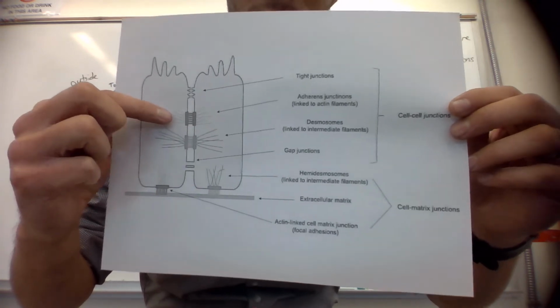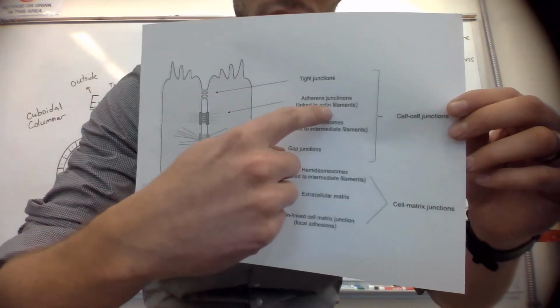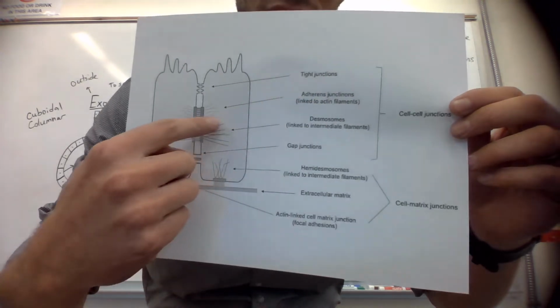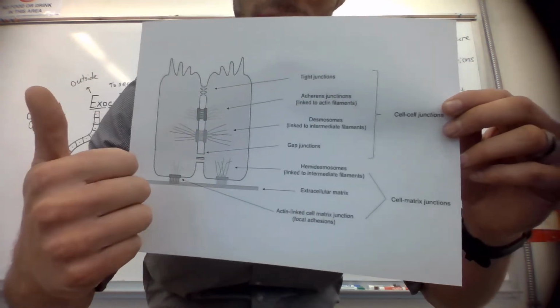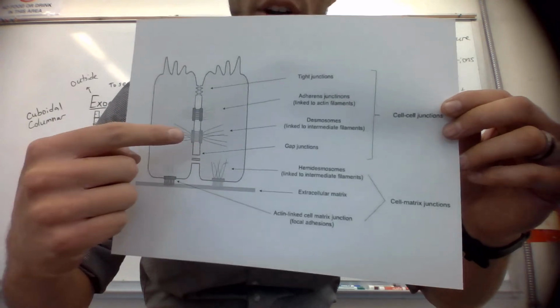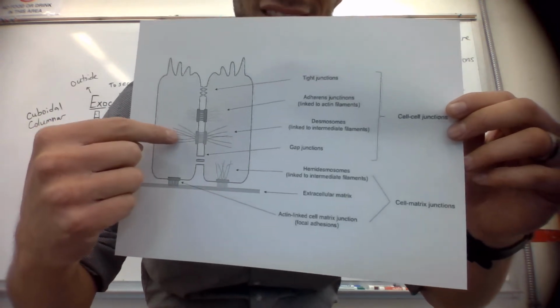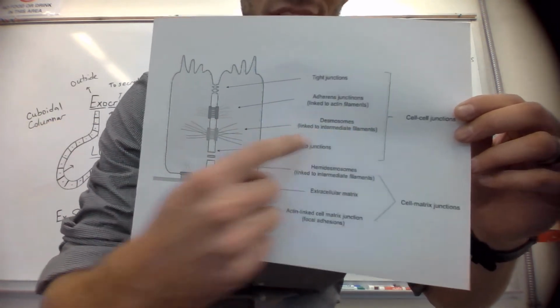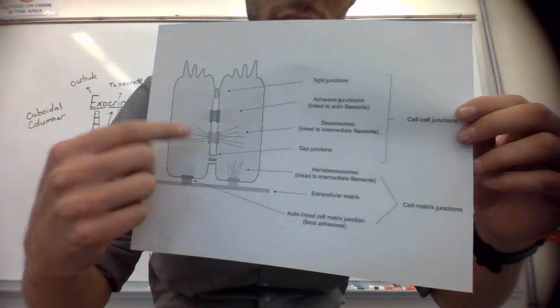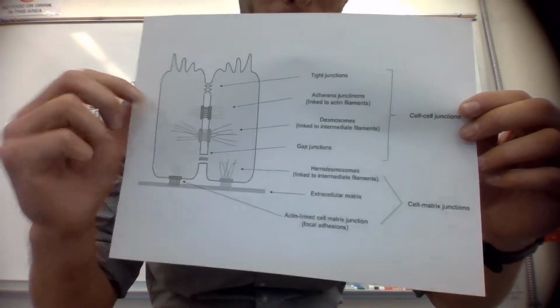The adherens junction is connected by actin. This is a thinner filament, so it's more flexible, but it's less strong. Whereas the desmosomes have very thick intermediate filaments, and they're much stronger and more stable, okay?